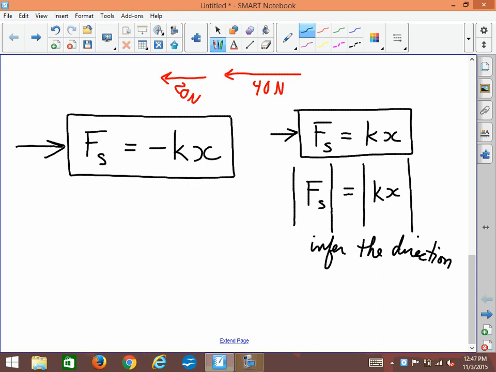It is pretty obvious, isn't it, about the direction? If you stretch a spring to the right, it'll pull back to the left. If you compress a spring inwards to the left, it'll pull back, or push back, I guess, to the right. So that's not a big problem.